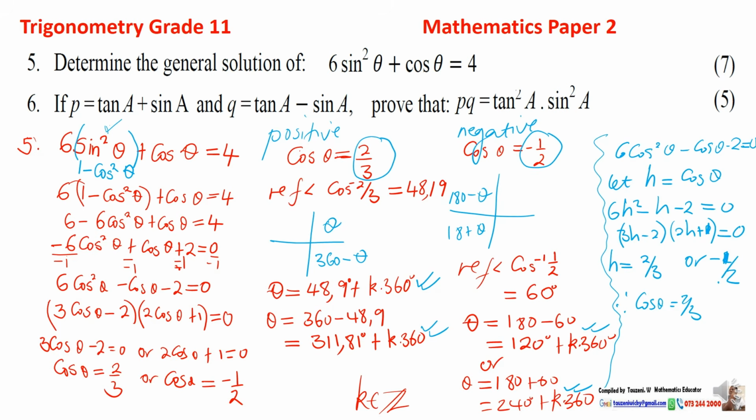After standard form, we apply the quadratic formula. We use factorization or completing the square. You use any method of your choice. Then when you are done solving it, you find the reference angles and read your answers from the quadrants depending on whether you have positive or negative numbers. That is my general solutions.